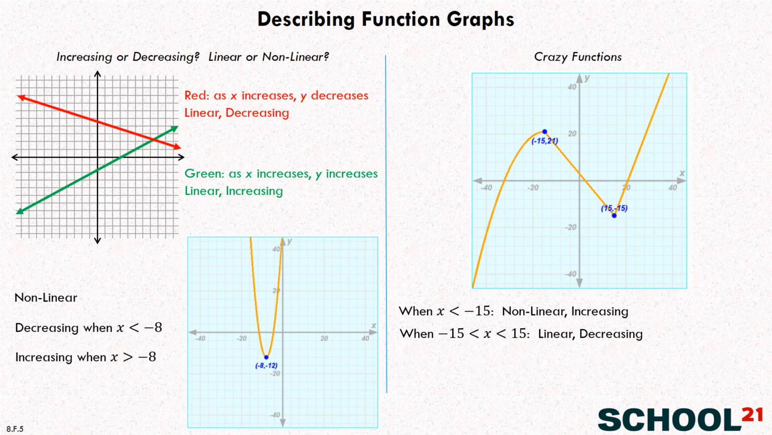So we can write that also. When x is between -15 and 15, we can write it in this inequality way here. When x is greater than -15 and less than 15, it's linear and it's decreasing. And then after 15, it looks like as x is getting bigger, y is getting bigger, and it looks like it's also linear. So we can say when x is greater than 15, it's linear and increasing. And that's how you describe functions.